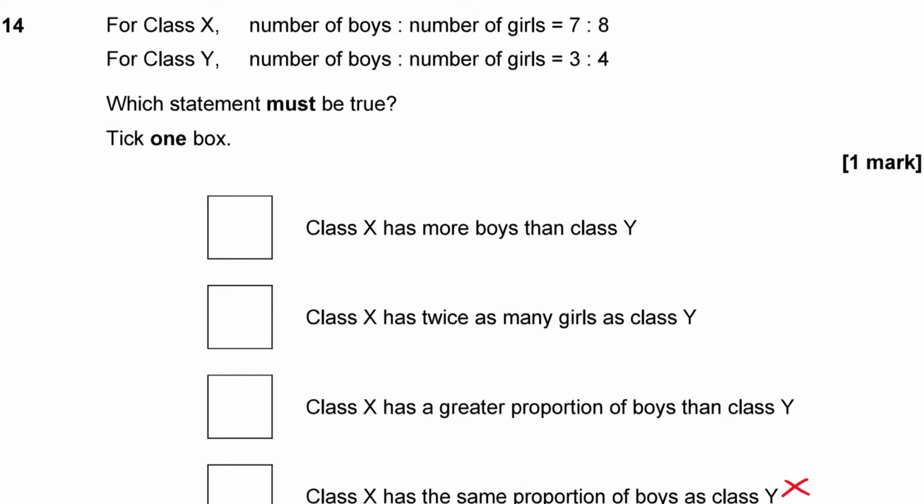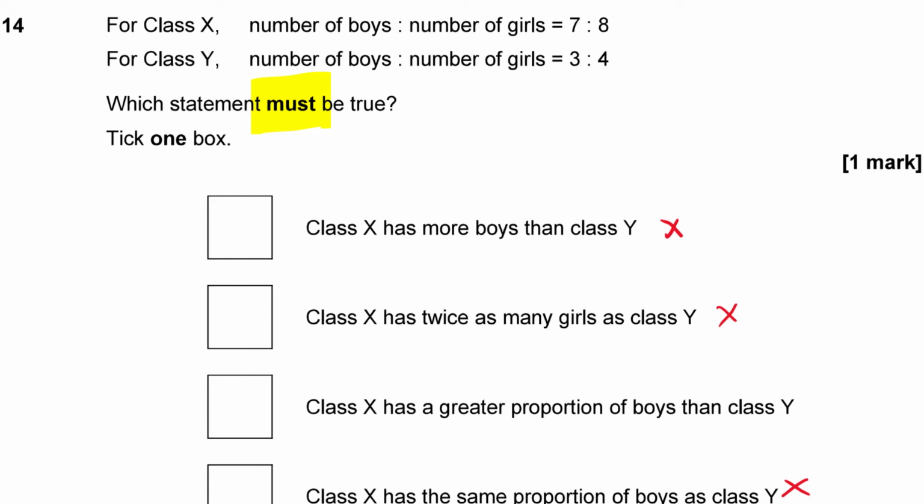Must be true, so must always be the case. Class X has twice as many girls as class Y. Well, that is not always necessarily the case, because it depends. We've got the ratios here, we haven't got the actual sizes of these classes, so we're not going to be able to tell that one. Class X has more boys than Class Y. Now again, for the same reason, we can't tell that one. So the only one that we can be sure about, I suppose, is this one that's left over.